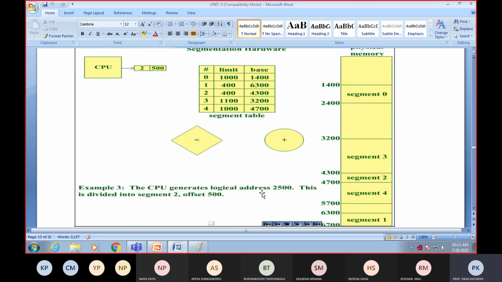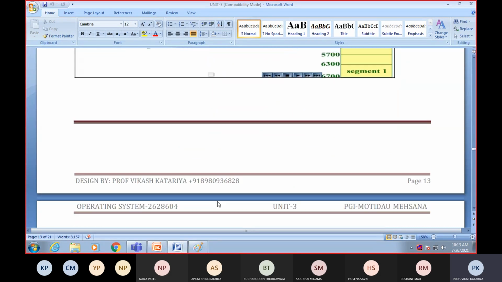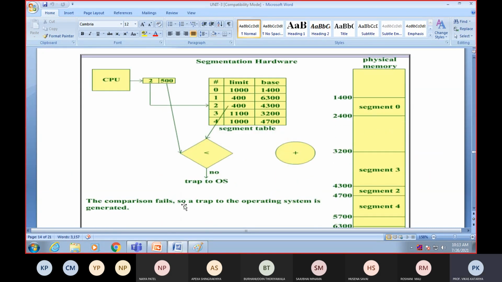So the CPU generates logical address 2500, divided into segment number 2 and byte offset 500. 500 is checked against the limit 400. Is 500 less than 400? No, the condition is false; it is greater. We cannot read or write an address that exceeds the limit. So this is an invalid address according to the operating system.